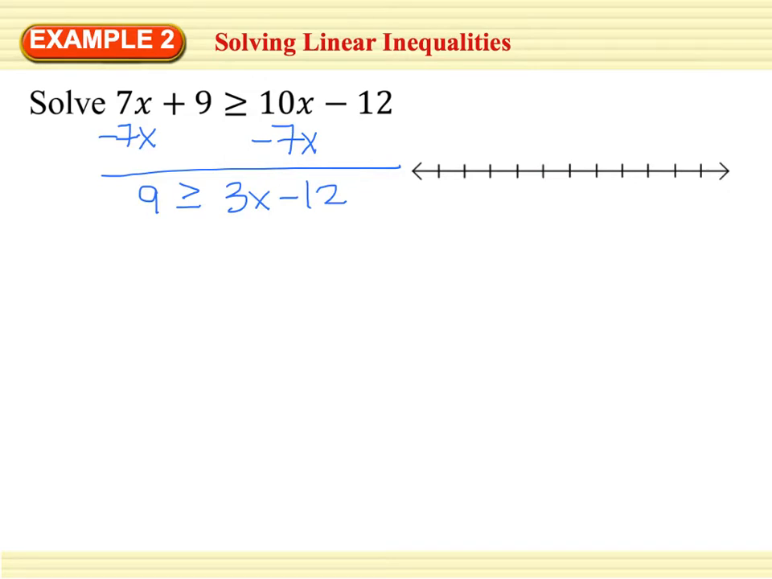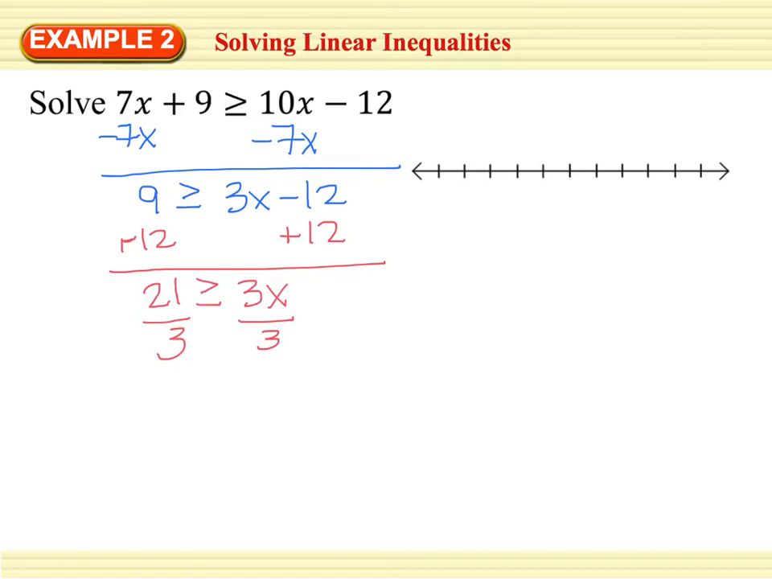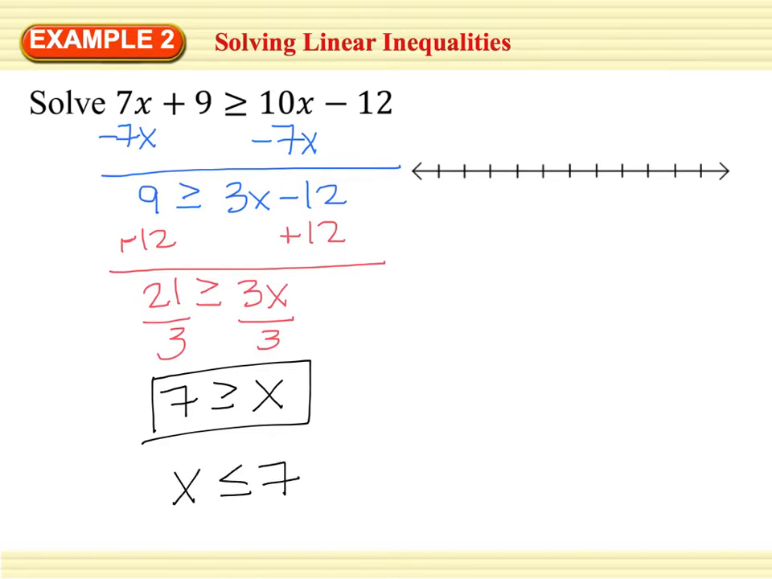Then I want to get the constants all over onto the left, so I'm going to add 12 to both sides. And when I simplify this, I end up with 21 is greater than or equal to 3x. I'm going to divide both sides by 3, and we're going to figure out then that 7 is greater than or equal to x. Now I can also rewrite this as x is less than or equal to 7. Either way, you produce equivalent inequalities.